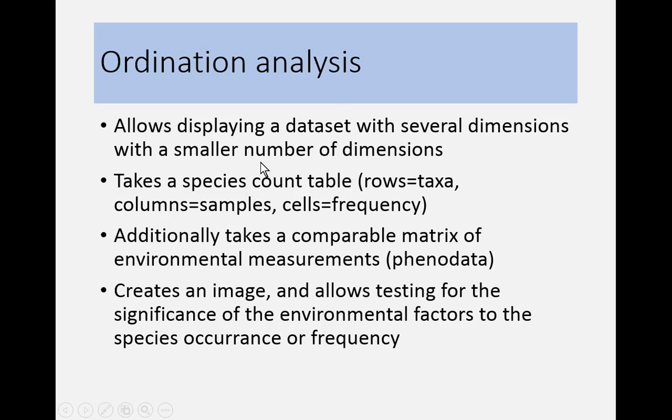This analysis basically just takes a species count table, which is now the table that you just generated, having the number of sequences in the cells. It also takes an environmental measurement matrix. In this case, in Chipster, it's called phenodata. And it basically just creates an image that allows testing for the significance of environmental factors, or in this case, the things you have measured from the persons, and how they affect species occurrence or frequency or abundance.